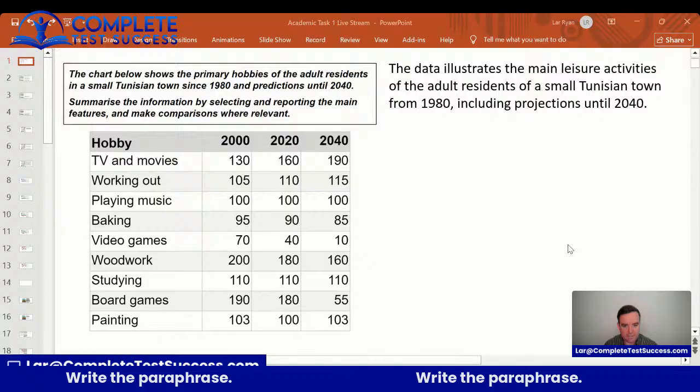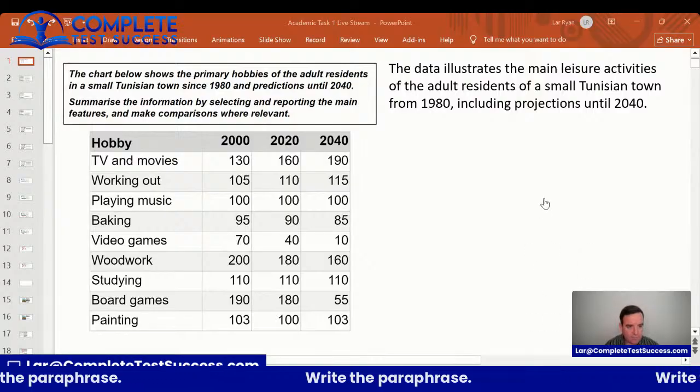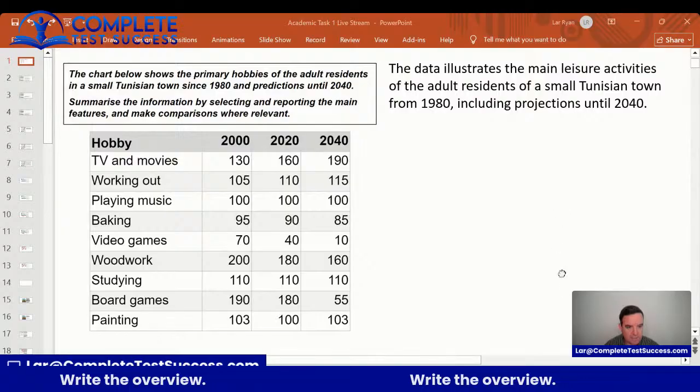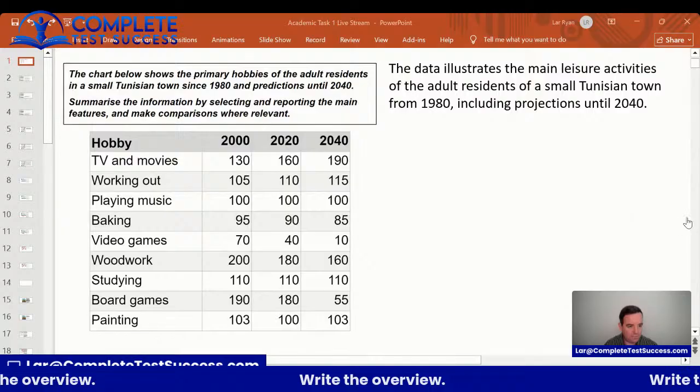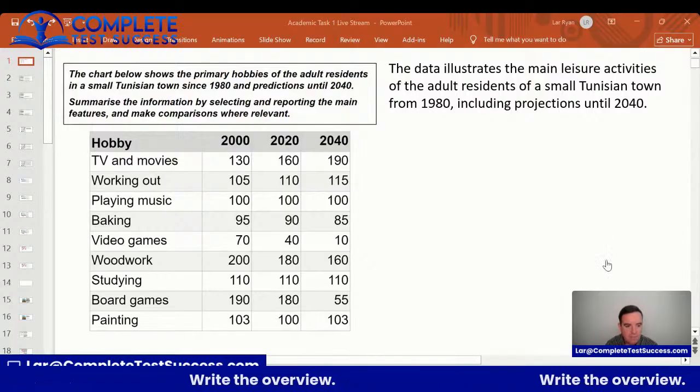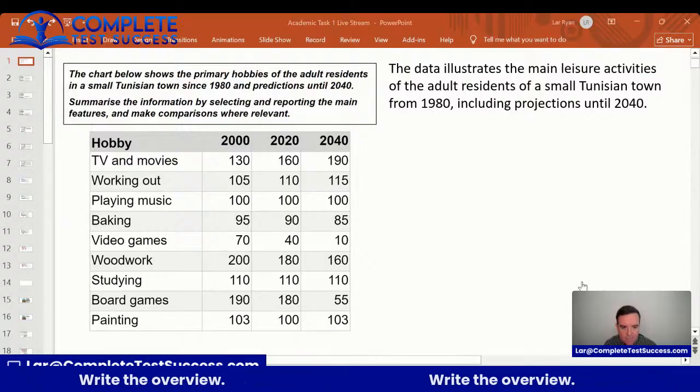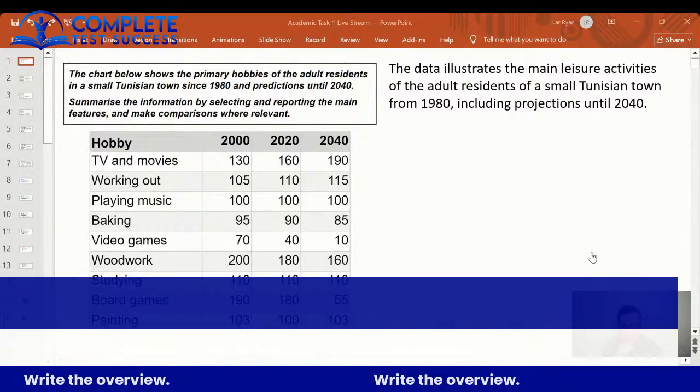So that's your next task. I'll let you guys write the overview, share it with me in the comments, and then I'll be able to give you feedback on anything you're doing right or wrong. I do have some other paraphrases here, so I will give feedback on the paraphrases that have been sent to me. But the next task at the moment is to write the overview.